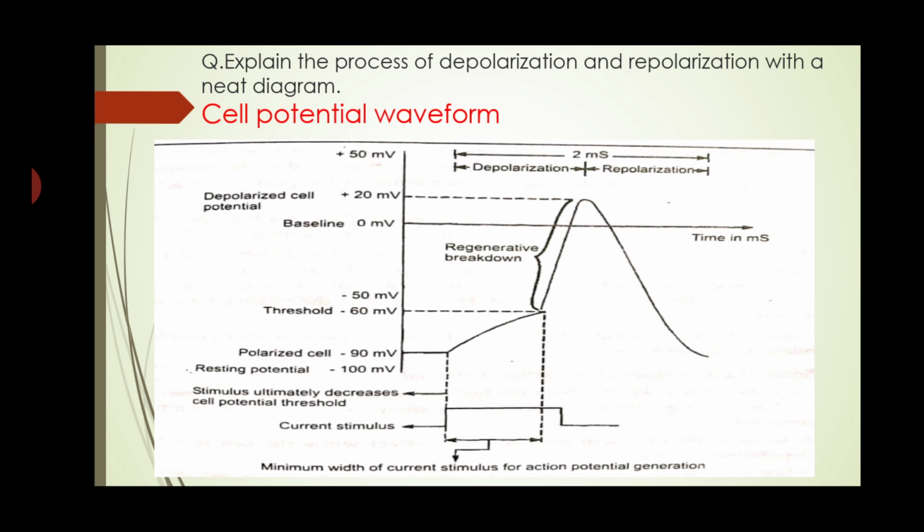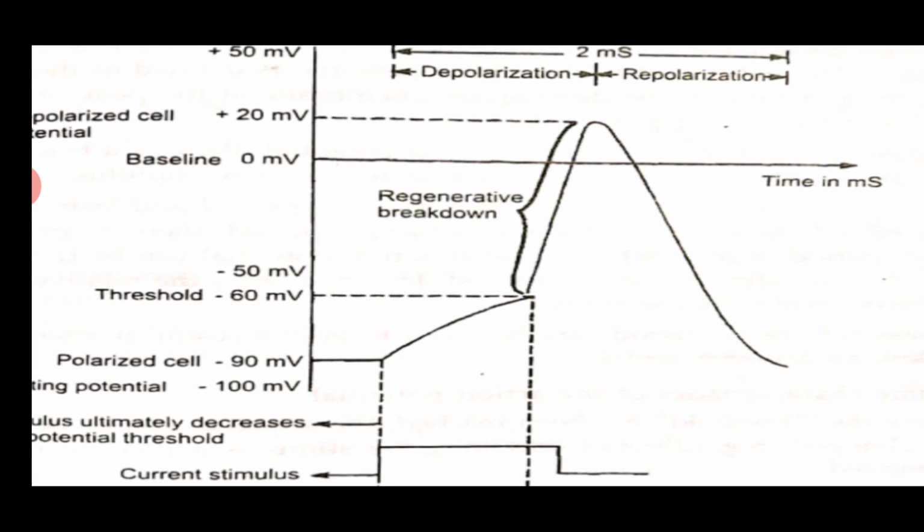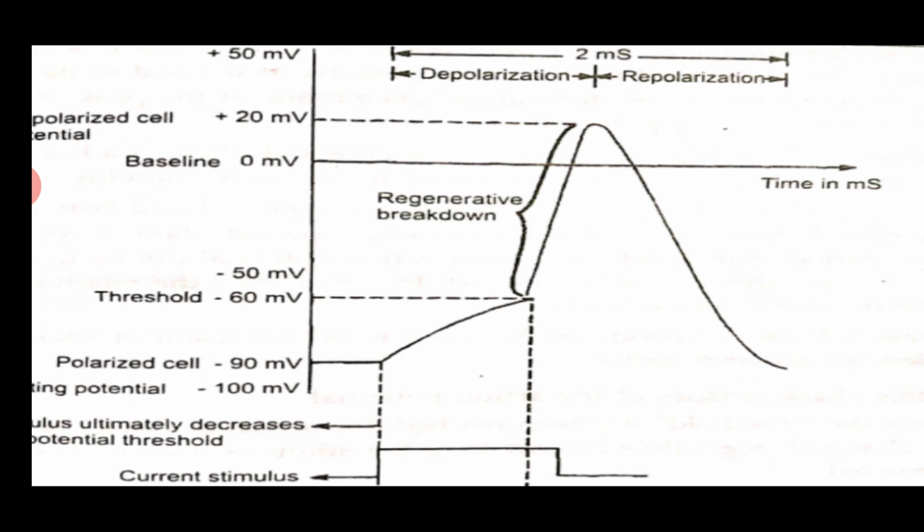After this point, the potential is rapidly generated and it reaches plus 20 millivolt, and that is the action potential of the cell. So the process from the resting state to the action state is called depolarization. Depolarization means the process of establishment of the action state from the resting state.